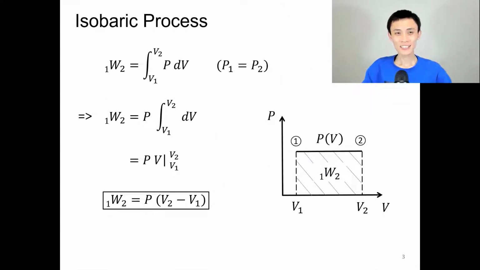Okay, let's look at the second process, isobaric process. Isobaric means pressure is a constant. Work is the integral of PdV. Since pressure is constant, we can take the pressure out. Then integrate 1 here, which turns out to be V from V1 to V2. This is the work for isobaric process. You can only use this formula when it's an isobaric process, where the pressure is a constant. So only for isobaric process.